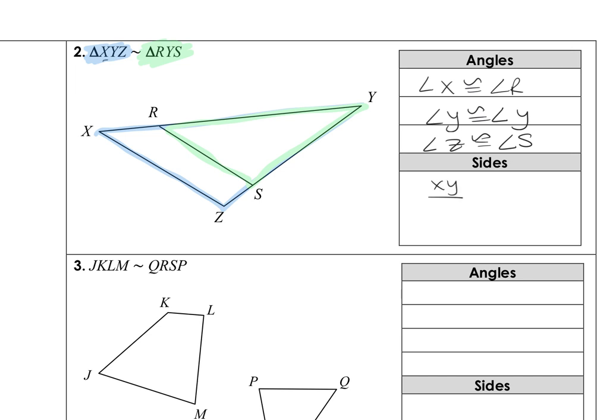XY, that's the first two letters in the first triangle, match up with the first two letters in the second triangle. Then we're going to go second and third. So Y to Z is going to match up with Y to S. Finally, first letter, third letter, XZ over RS.